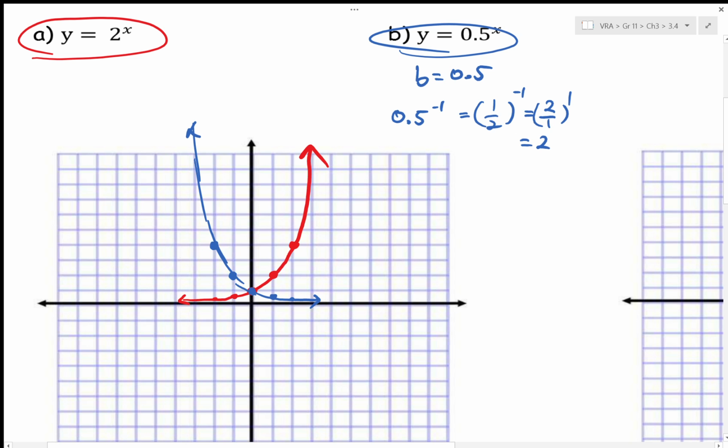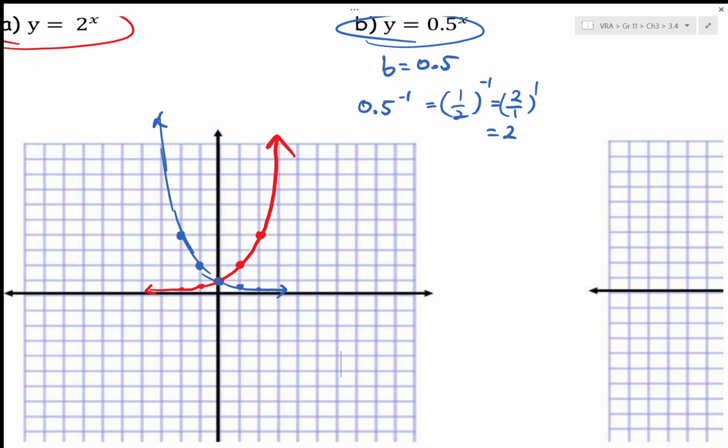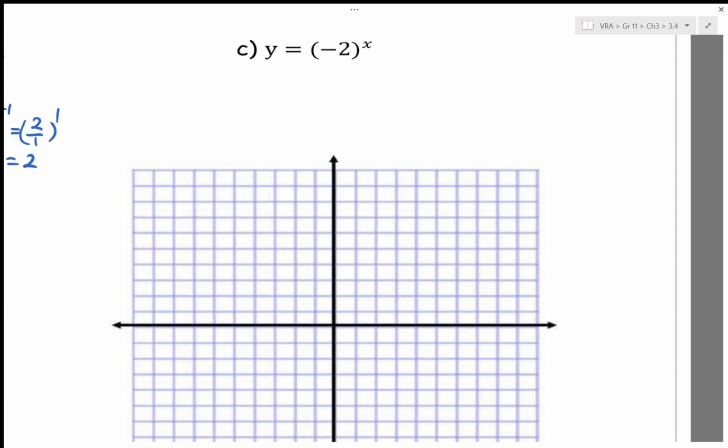So if you can see it, b being greater than 1 actually gives an increasing function as the x value goes up, right? As the x value increases, the red graph is going up, whereas the blue graph, where the b value is between 0 and 1, is actually decreasing. Okay, so we're going to take a note and a conclusion there. Now let's take a look at the next one.